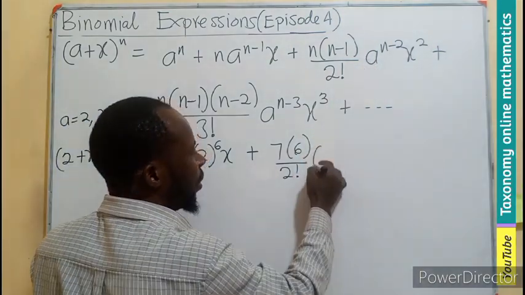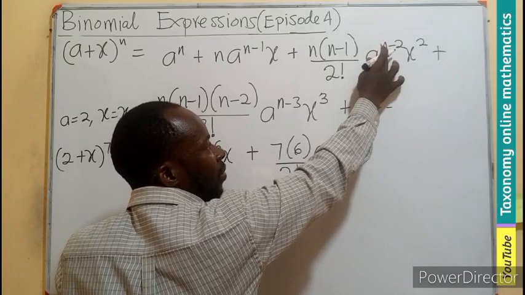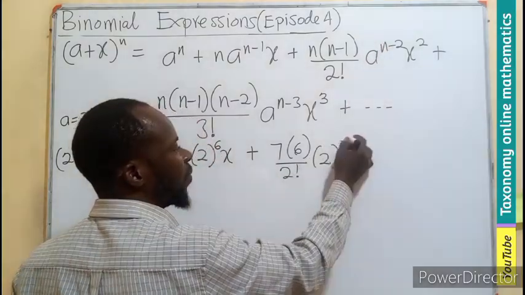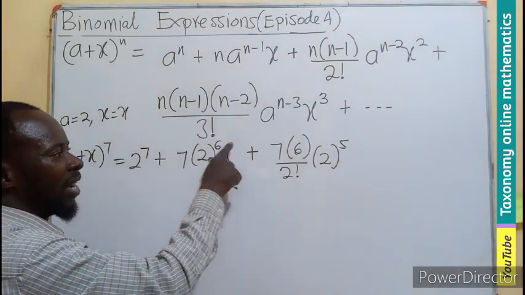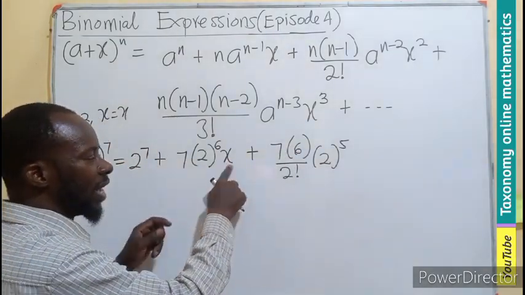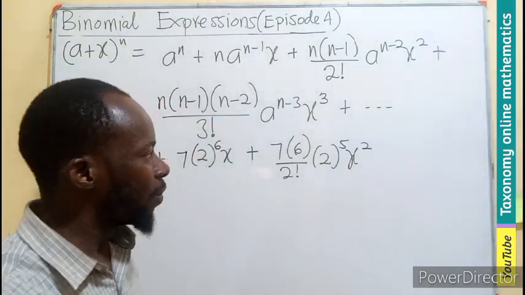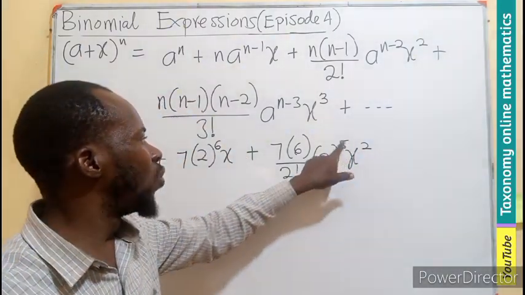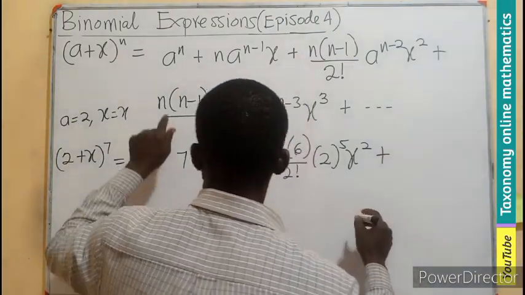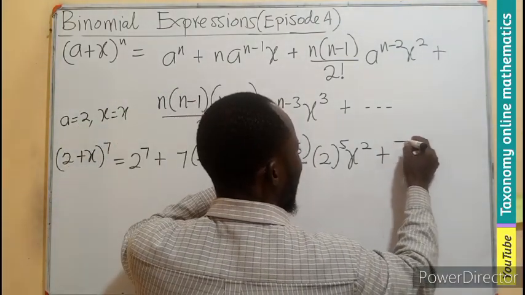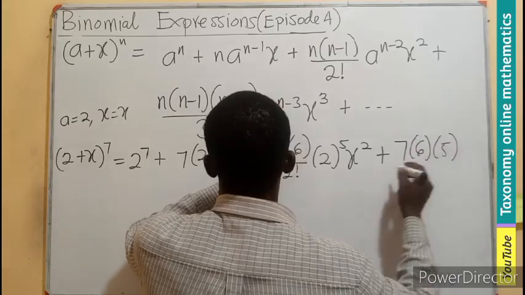Then this will still be 2 exponent of n, which is 7 minus 2, giving us 5. We can still see that the powers of the first one are decreasing, and this is going to be increasing. So x to the power 2, so that in each term, when I add the powers, I still get 7. Alright. Then the next step is going to be 7 times 6 times 5.